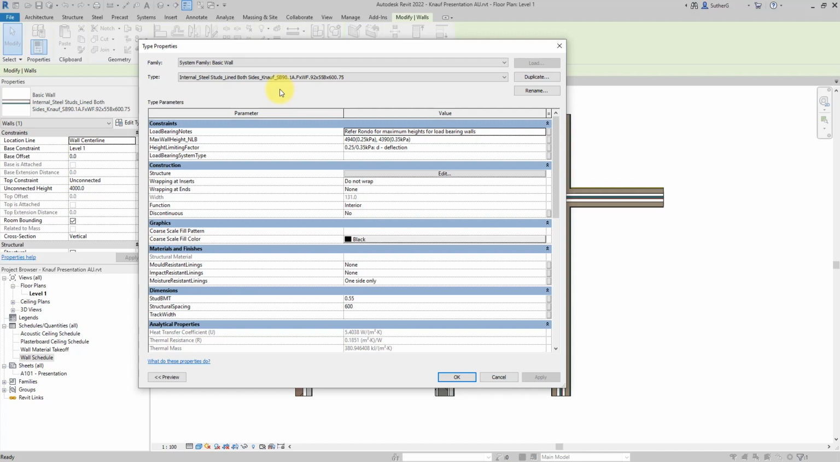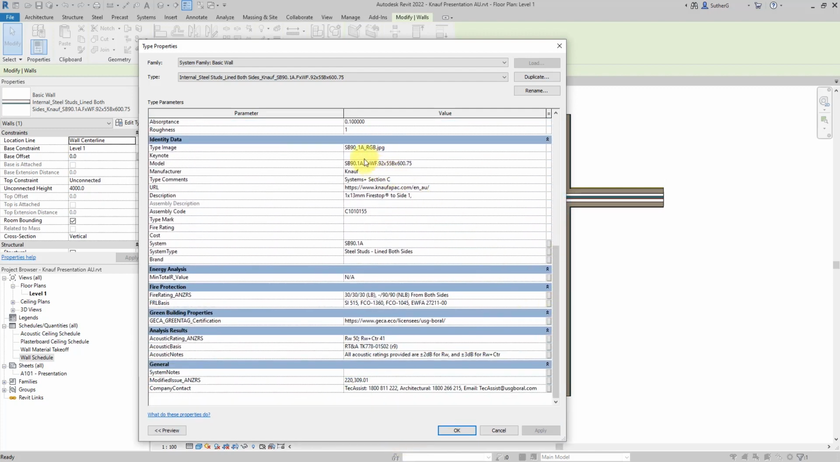All of our type parameters are grouped together into categories that intuitively make sense. Under constraints, we have maximum wall height or ceiling span information, along with the height limiting factors and applicable load-bearing notes. Under construction, we have the basic function of the wall and whether or not it's discontinuous. In other areas, we have information about impact, moisture, and mold resistance, framing dimensions.